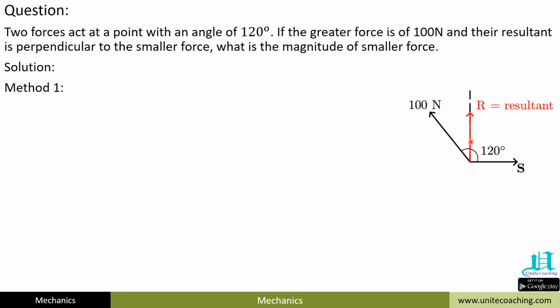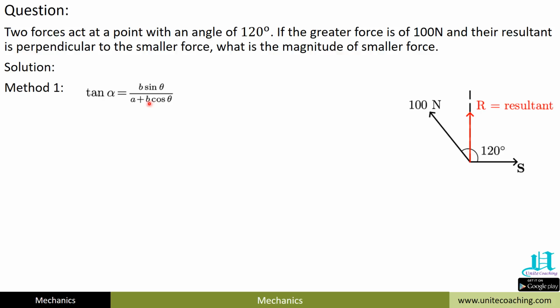Right, so we are given the condition here that the resultant is making an angle of 90 degrees with the smaller force. But we have seen, in the addition of two vectors, that if the resultant is making an angle of alpha with the vector a, then the formula says that tan of alpha will be equal to b sine theta upon a plus b cos theta. Right, so let's apply this formula here.